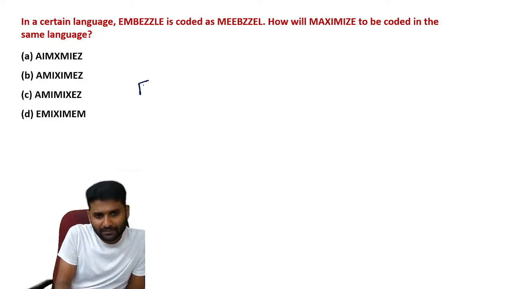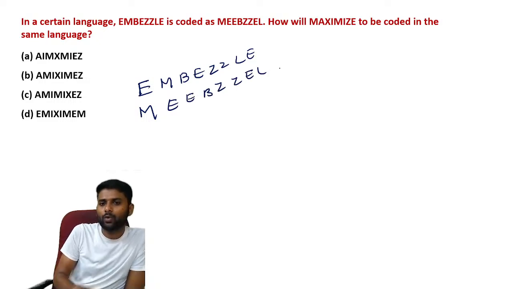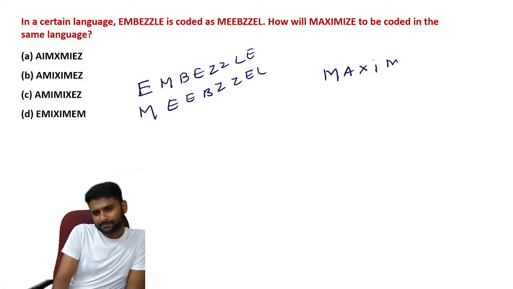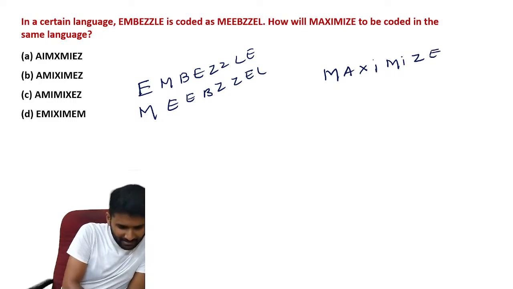In a certain code language, EMBEZZLE is coded as MEEBZZEL. Then how is MAXIMIZE coded? Find the answer.